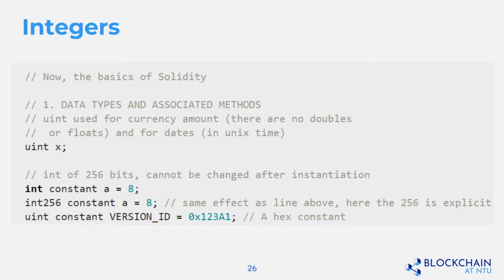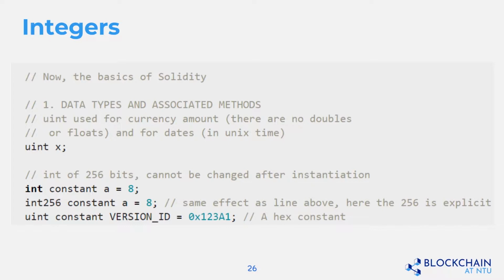So let's go through the basics of Solidity. Firstly, UINT is an unsigned integer. It is used for currency amounts, and it ranges from 0 to 2 to the power of 256. You can also have a signed integer, which is just int. UINT and UINT256 are basically the same thing. If you write UINT, the Solidity compiler knows that it's UINT256.